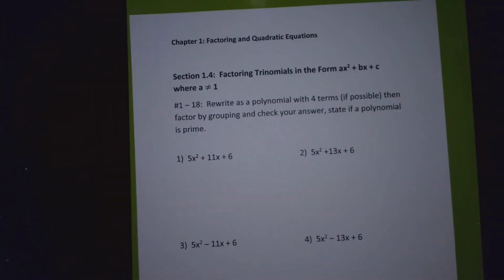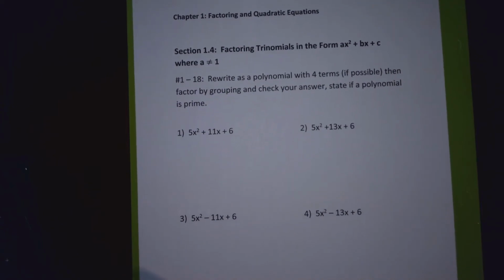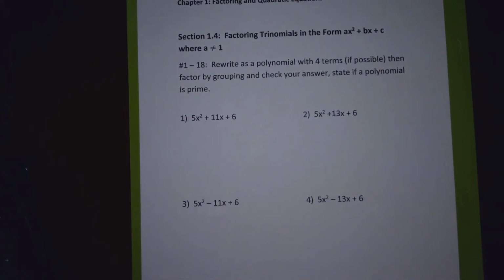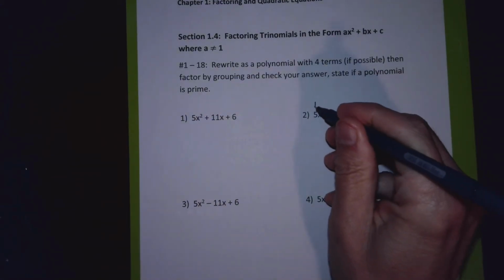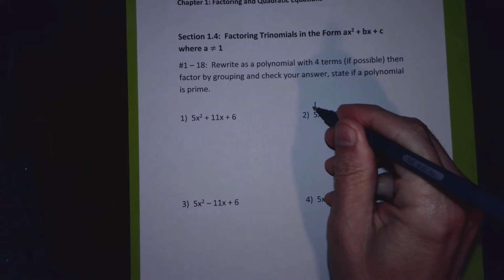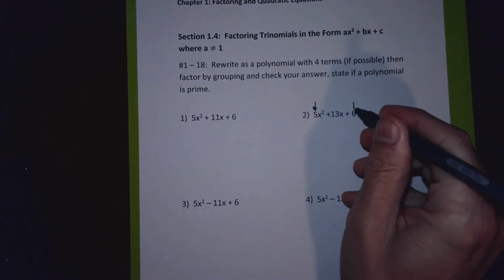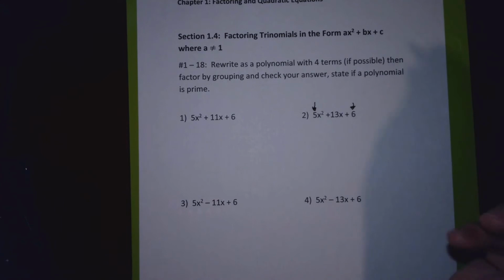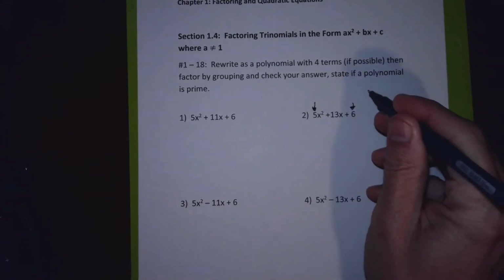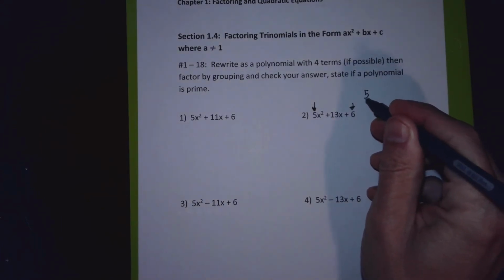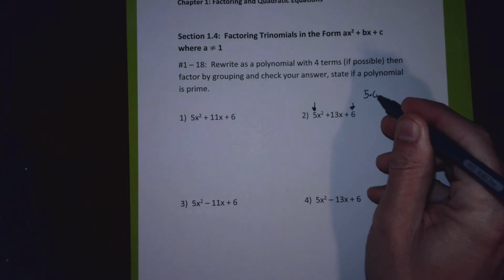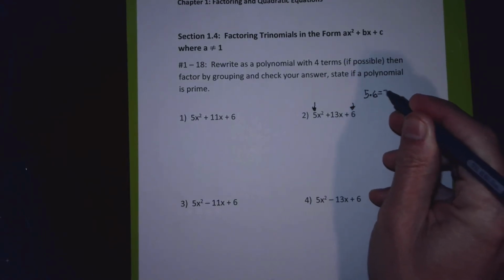So for problems 1 through 18 in section 1.4, I'm going to take a problem that has 3 terms. I'm going to write it with 4 terms, factor by grouping, and maybe check my answer. So for each one of these problems, when you have 3 terms and a number in front of the squared term, the first thing I'm going to do is multiply the lead coefficient times the constant. So step 1 is to multiply the lead coefficient, in this case 5, times the constant.